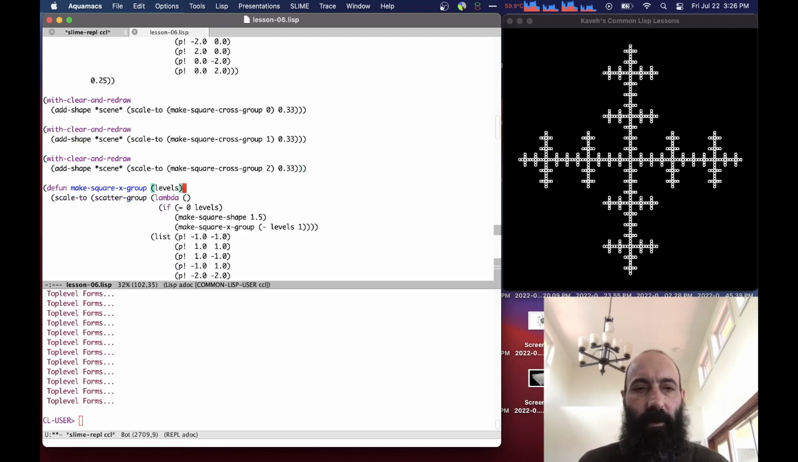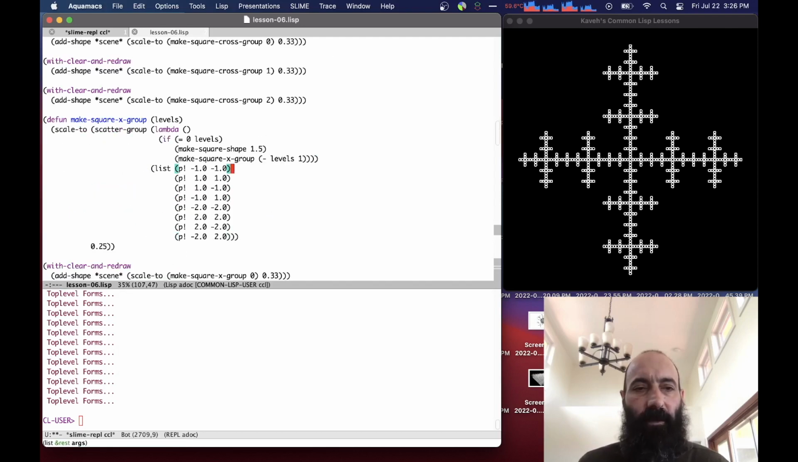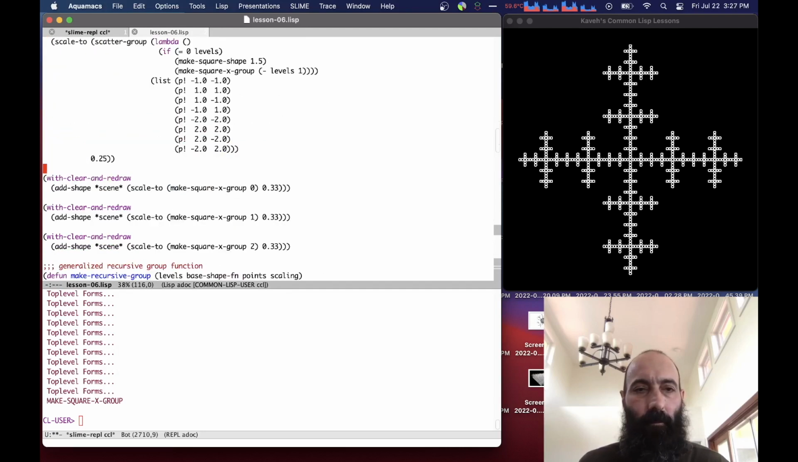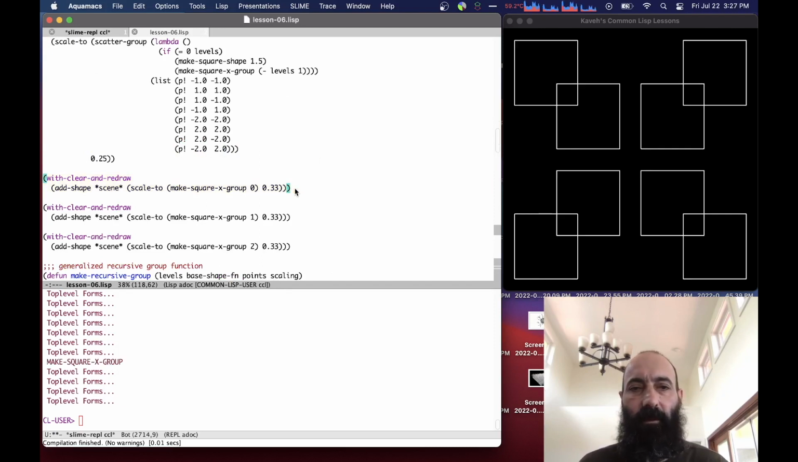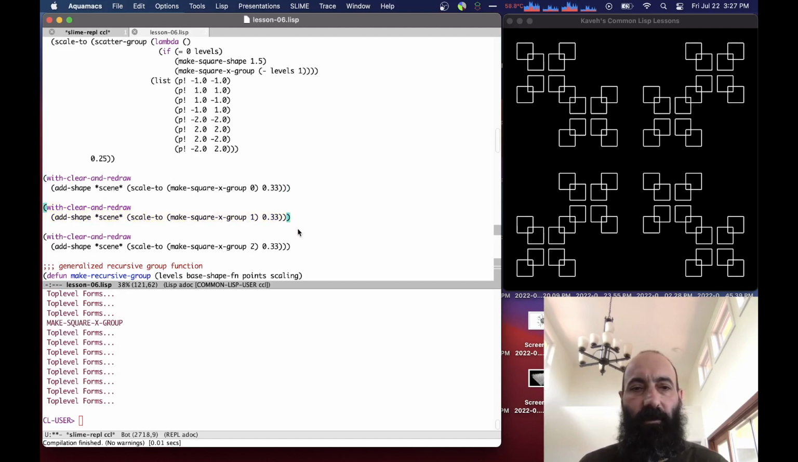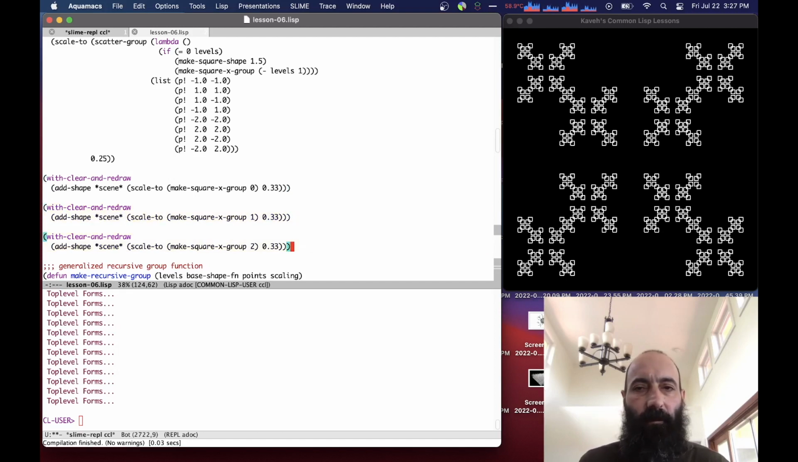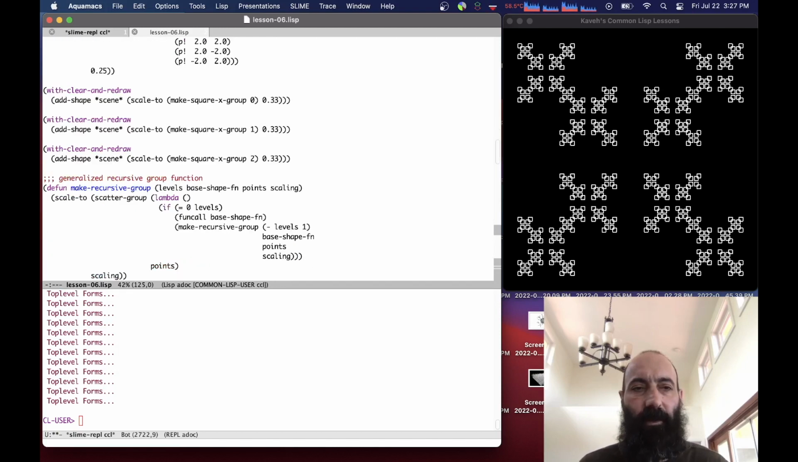So continuing with our explorations, we tried different shapes, different configurations. So this one I call the square X group. So we have again a number of points in an X shape, and we take a square. And the base case is this. And then 1 level of recursion gives us this. And 2 levels of recursion gives us this. So it's fun to be able to just apply recursion and get interesting looking shapes.